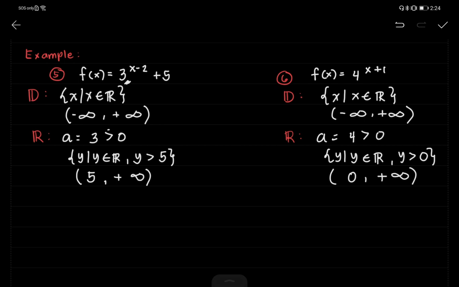So I hope guys may natutunan kayo on how to find the domain and the range of the exponential function.